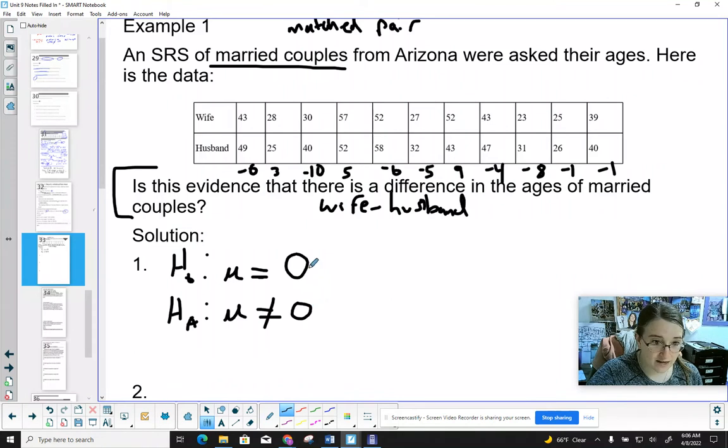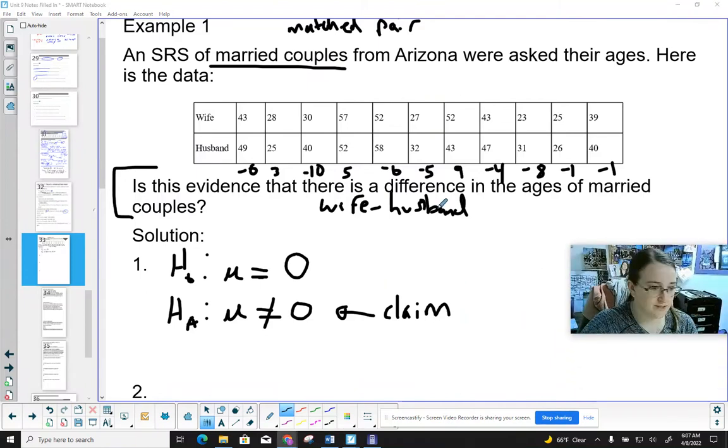So that there is a difference. Where is our claim at then? Is that the null or is it the alternative? That there is a difference in the ages. That's going to be in the alternative, because if there is a difference, then the average difference is not 0. So there are our hypotheses.